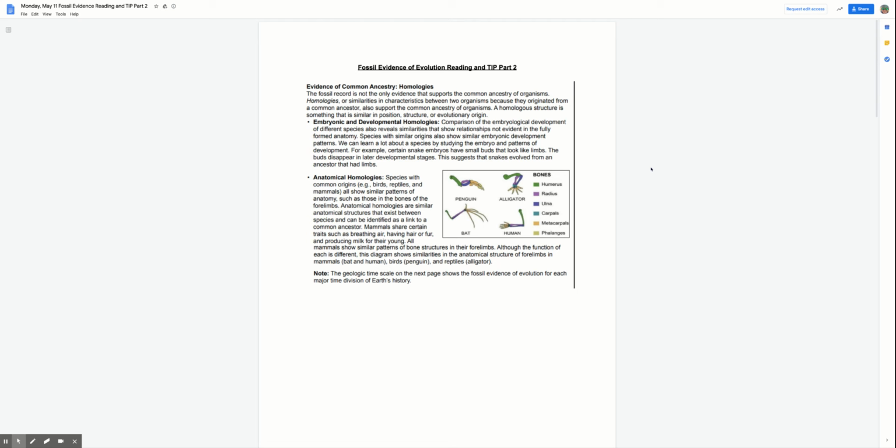For example, certain snake embryos have small buds that look like limbs. The buds disappear in later developmental stages. This suggests that snakes evolved from an ancestor with limbs.